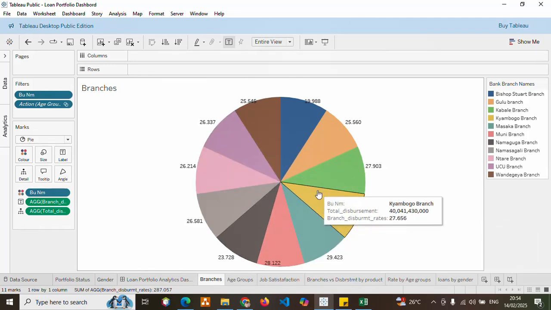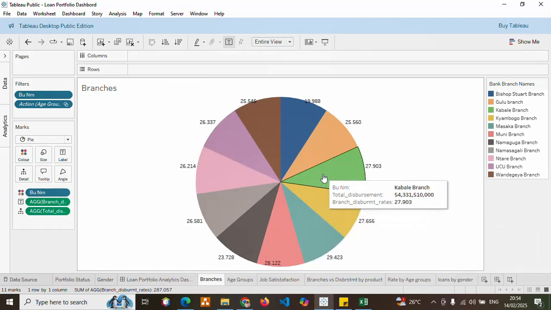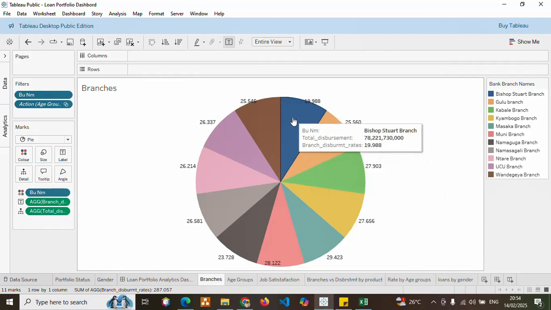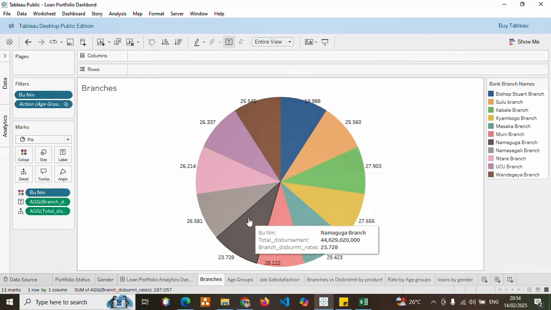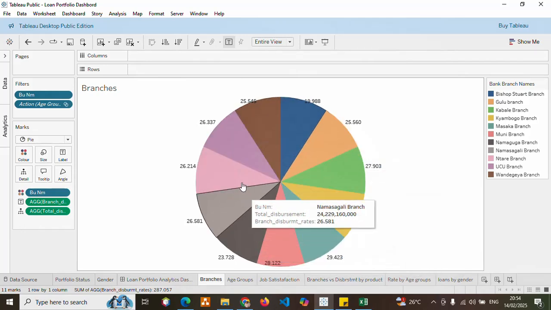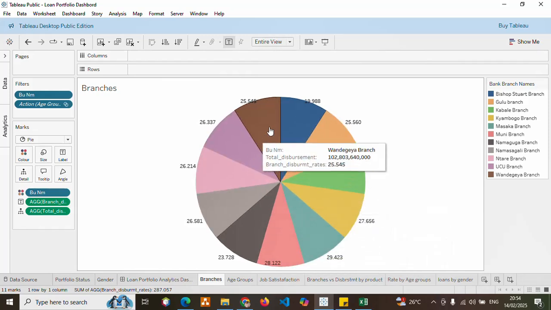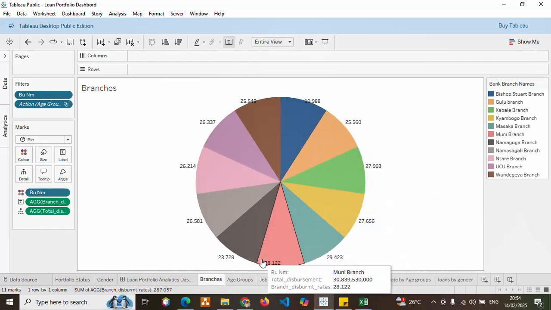If I also highlight another one, for example, Cavalry branch, we can see it has a loan portfolio of over 54 billion disbursed. If I also highlight Bishop Stewart, it shows me over 78 billion in loan disbursements. This is in reference to understanding the performance of branches.